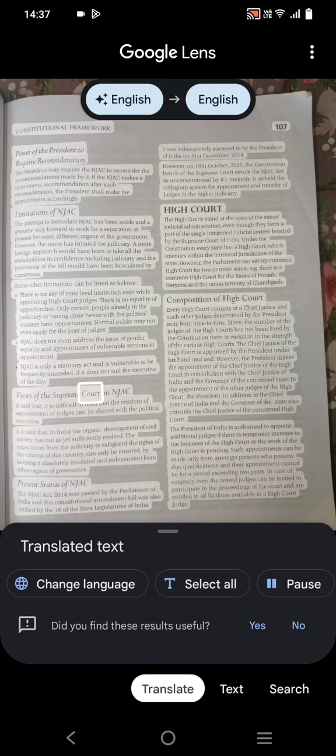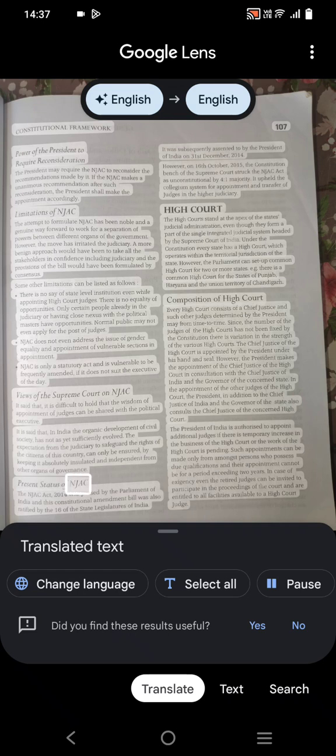Views of the Supreme Court on NJAC. It said that it is difficult to hold that the wisdom of appointment of judges can be shared with the political executive. It said that in India the organic development of civil society has not as yet sufficiently evolved. The expectation from the judiciary to safeguard the rights of the citizens of this country can only be ensured by keeping it absolutely insulated and independent from other organs of governance.